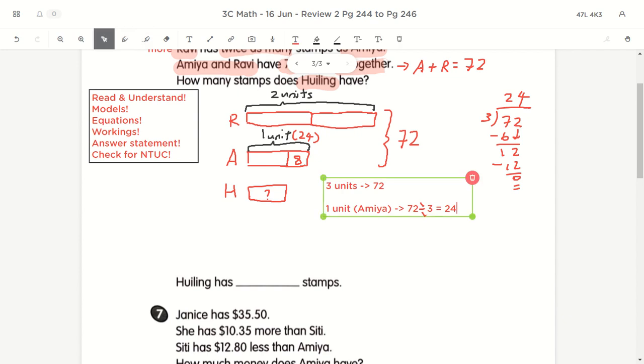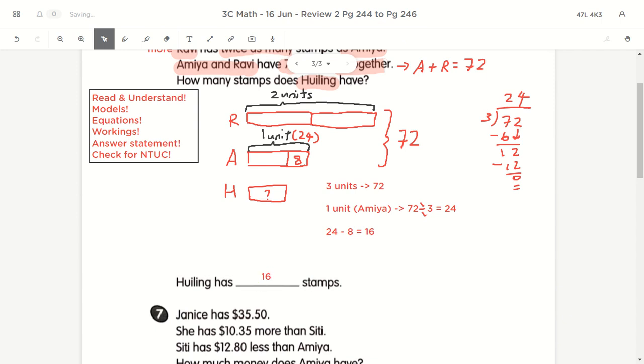So 1 unit, which is Amia, is 24. Amia has 8 more. So to find Hui Ling, all you need to do is use 24 minus away the 8. You can use mental sum for this, you get 16. Okay, so Hui Ling has 16 stems.